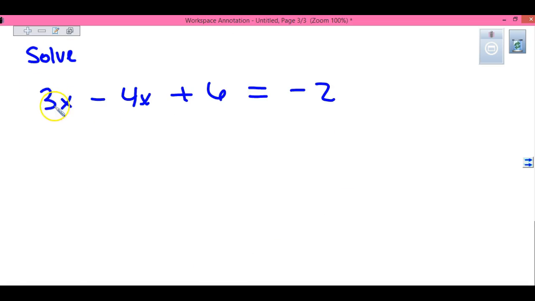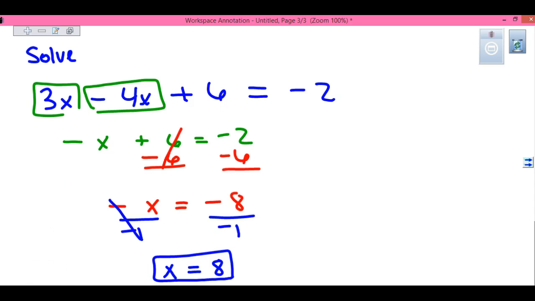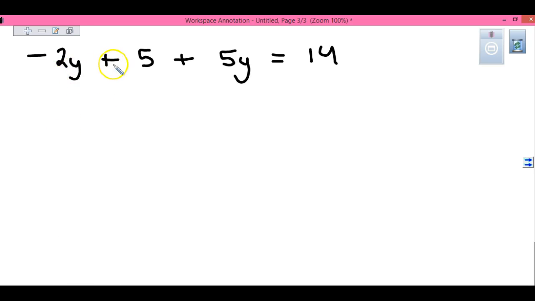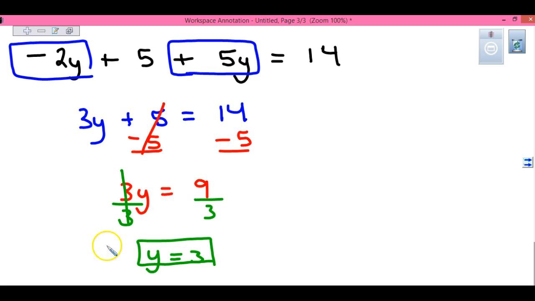On your own, solve 3x minus 4x plus 6 is equal to negative 2. Check your equation. Did you solve for x equals 8? I want you to solve negative 2y plus 5y equals 14 on your own, and we'll check in a little bit. I got y equals 3. Check your answers, please.